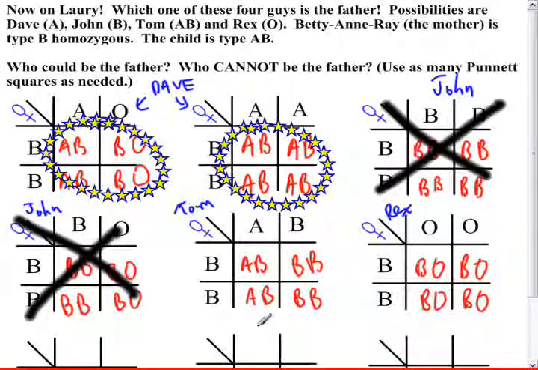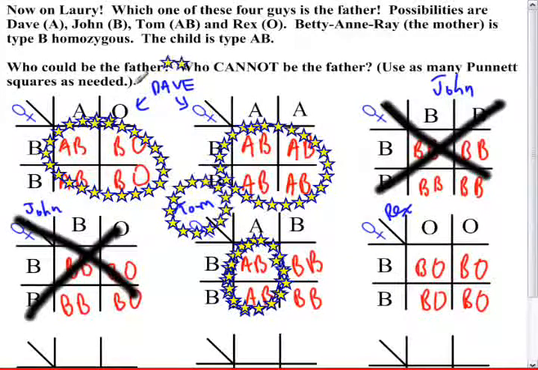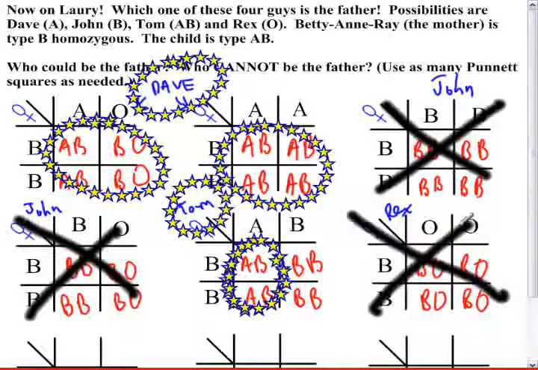Now with Tom, who's type AB, we have a 50% chance of a type AB and a 50% chance of a type B. And so Tom is also a possibility of a father. So Tom and Dave are definitely winners. Rex can only, with this particular mum, have a type B child. BO means only the B antigen will be expressed, so there is no chance of a type AB. So Rex is also ruled out. And that is the end of the review for codominance and blood typing.